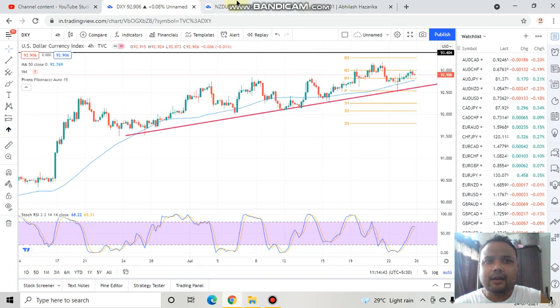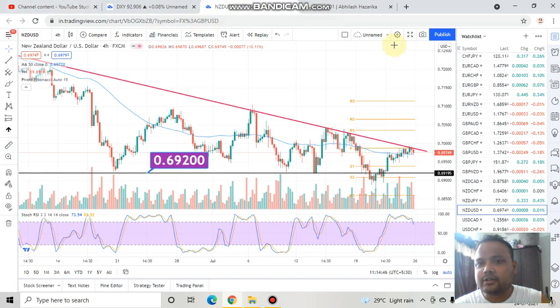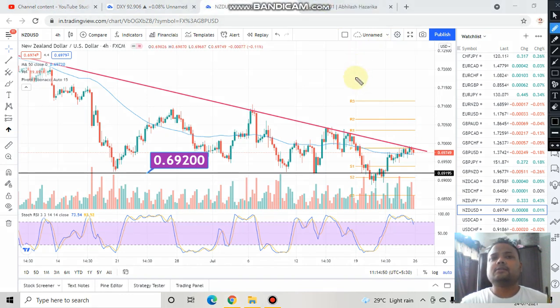Okay, and I'll say that more or less they are doing a good job, because generally what we see is that 90% retail traders lose money, because they always take trades against the trend. But this time at least they are following the trend. Okay, so there is a good possibility that they will be making money.